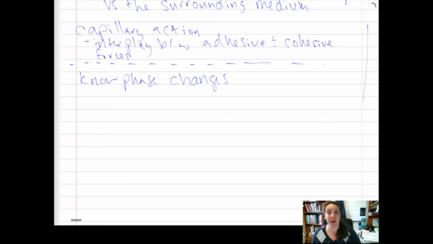You should also know that going from a solid to a liquid to a gas, or a solid to a gas, requires energy. Going from a gas to a liquid to a solid, or going from a gas to a solid, releases energy.